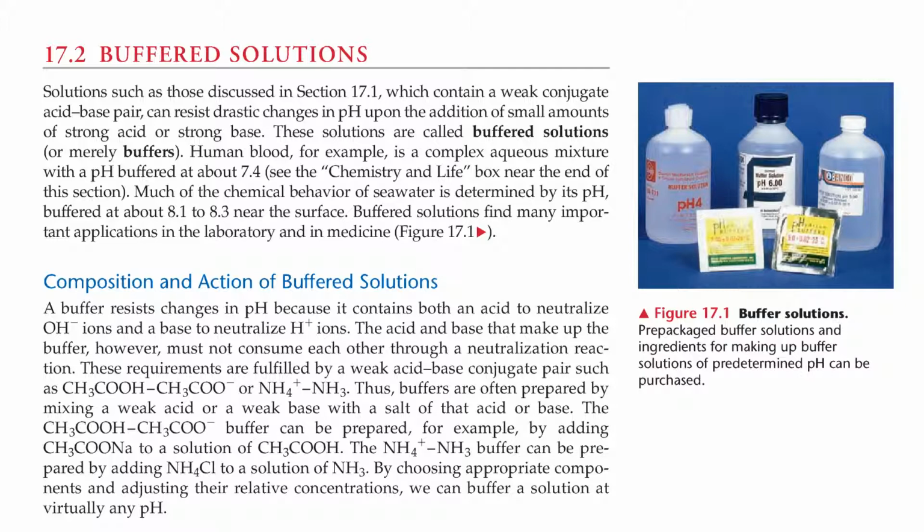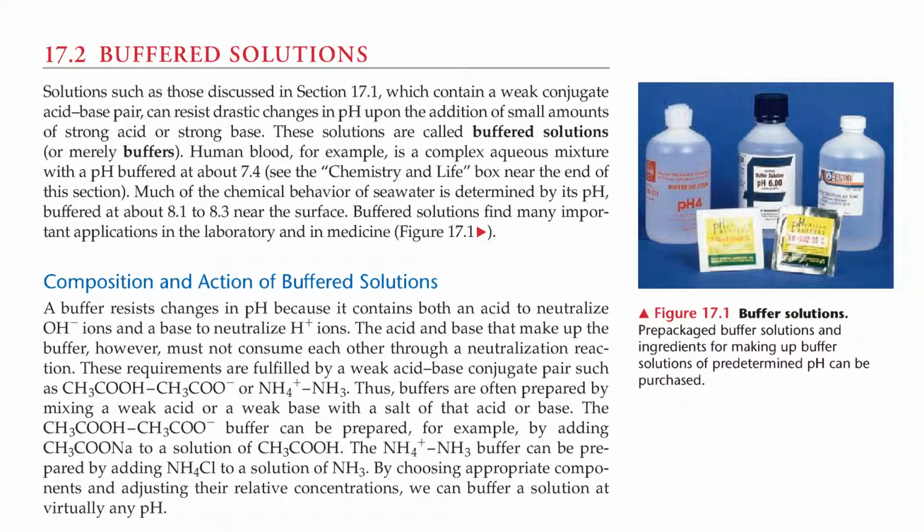Human blood, for example, is a complex aqueous mixture with a pH buffered at around 7.4. Much of the chemical behavior of seawater is determined by its pH, buffered to about 8.1 to 8.3 near the surface. Buffered solutions find many important applications in the laboratory and in medicine.